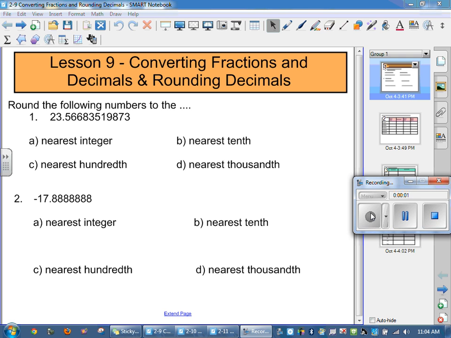is talking about converting fractions and decimals and rounding. We need to remember our place value system when we round. So let's see how we do with rounding the first couple numbers. So rounding, there's a couple strategies we use.